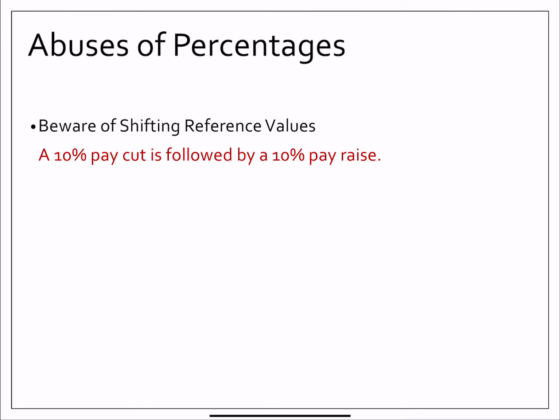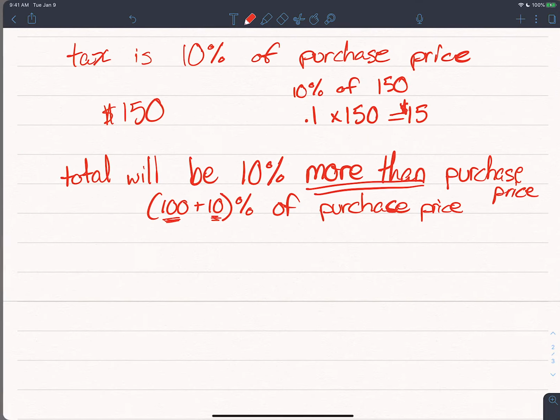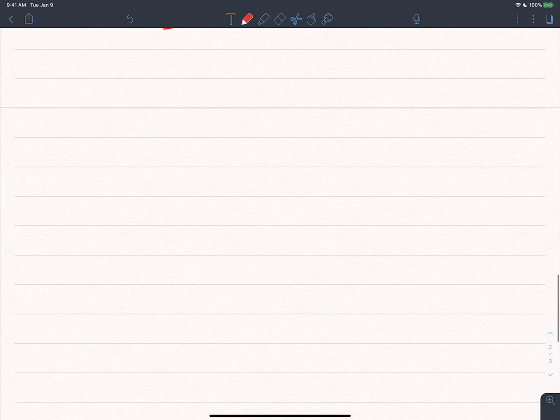Some ways people can abuse percentages is by shifting what we call the reference value, or shifting what you're comparing an amount to. So an example of this might be a 10% pay cut followed by a 10% raise. So let's look at this really quickly. Let's say you are making, and we'll do a big number, let's say you're making $150,000.